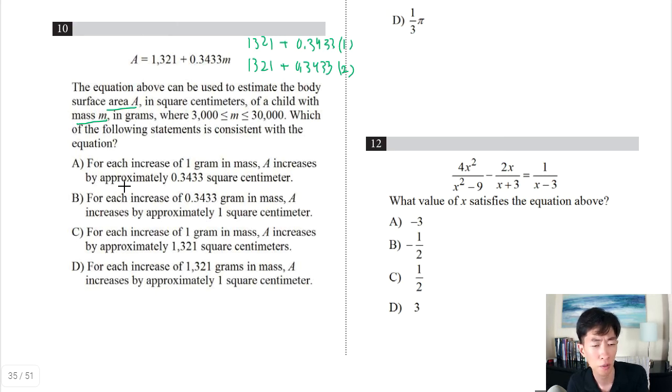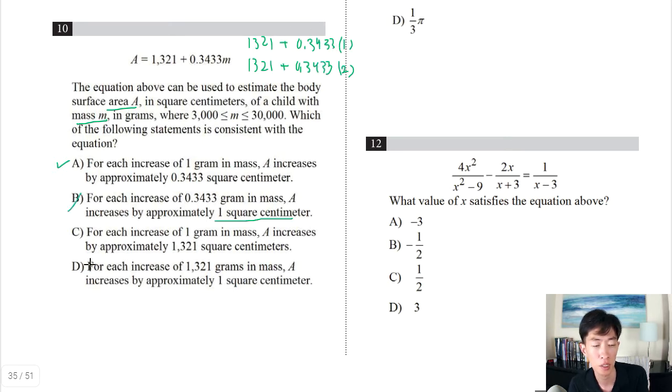Choice A, for each increase of 1 gram in mass, A increases by approximately 0.3433. So that's exactly what we just saw. So A looks like it's going to work. Choice B, for each increase in 0.344 grams in mass, A increases by approximately 1 square centimeter. So that's not true because it's not going to increase by 1 square centimeter. It's going to increase by this number, 0.3433.